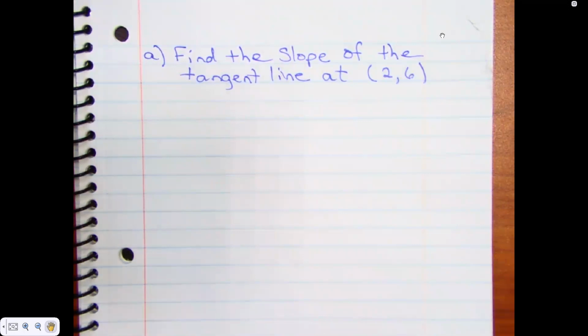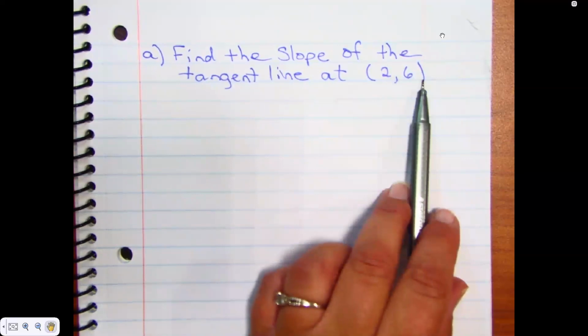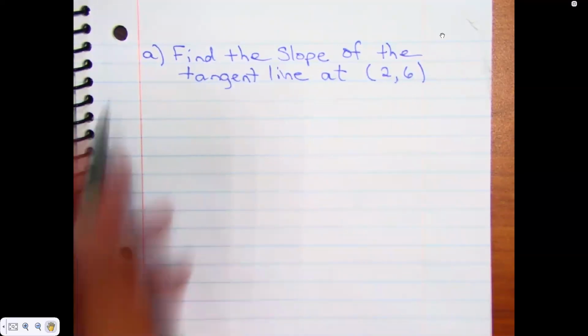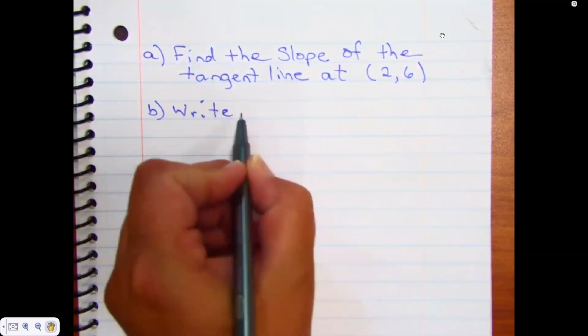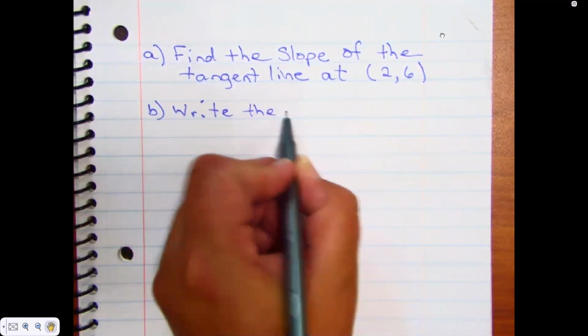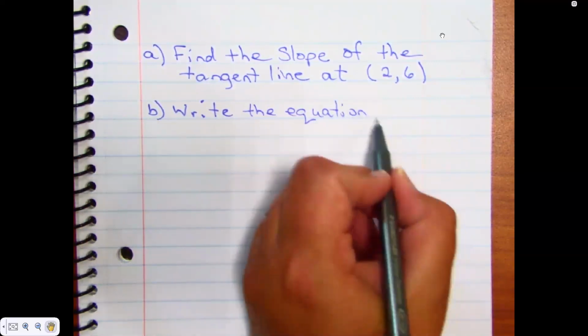They have to give us at least one point still. We've got to find the slope somewhere because the slope is always changing. If it's a curve, it's never going to be the same. A line is always the same, but on curves, it's always going to be different. So we have to have at least one point. Where are we finding the slope? And then B, we're going to write the equation of the tangent line.